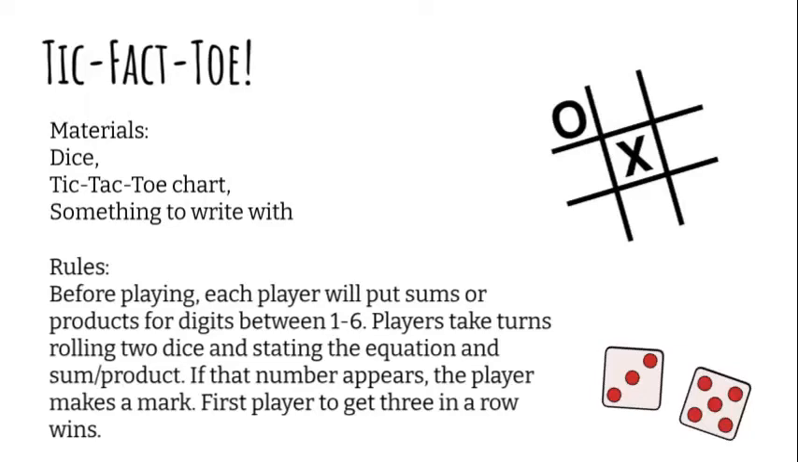Players then take turns rolling the dice, stating the equation, then finding the sum or product. If that sum or product was one of the numbers written in the tic-tac-toe chart, then that player can make a mark. The first player to get 3 in a row wins.